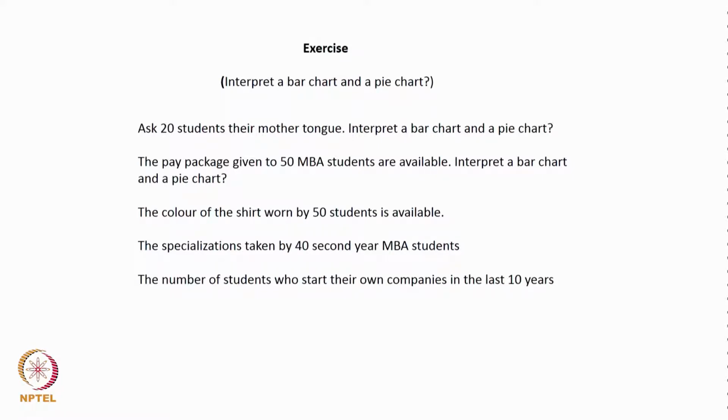Specializations taken by MBA students, bar chart, but then we would look at a pie chart only if we want to generalize and finally say that out of MBA students 20% take this specialization, 15% take another specialization and so on. The number of students who start their own companies in the last 10 years is clearly a bar chart, it is a time series data, so we use a bar chart in this. So, like this we should try different examples and situations to actually understand whether we would be using a bar chart or we would be using a pie chart.